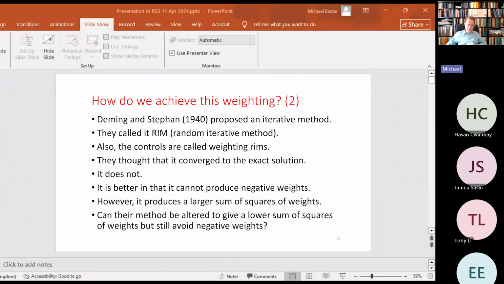Now, Deming and Stephan in 1940 proposed an iterative method, and they called it RIM, which stands for Random Iterative Method, which is slightly confusing because the controls for the weighting are also called the weighting rims. And they thought that their method converged to the exact solution you get by a matrix inversion, and it doesn't. It is better in that it cannot produce negative weights.